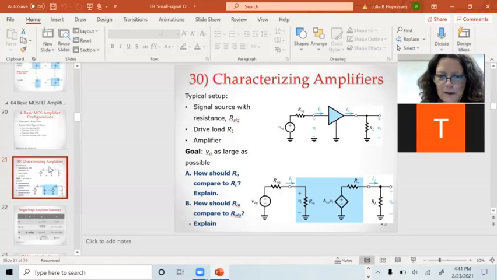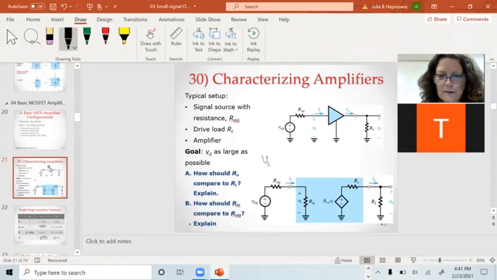So where I was at was this was a voltage divider. Vn equals V sig, Rn over Rn plus R sig.